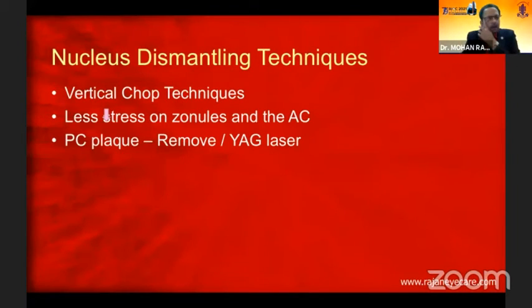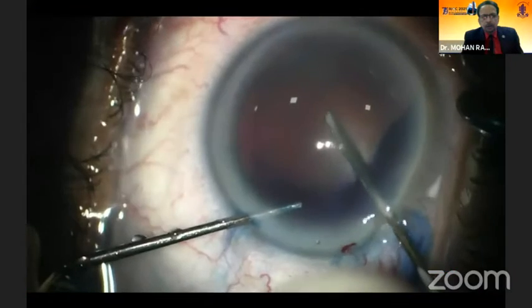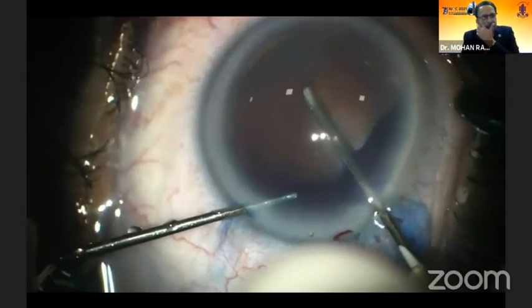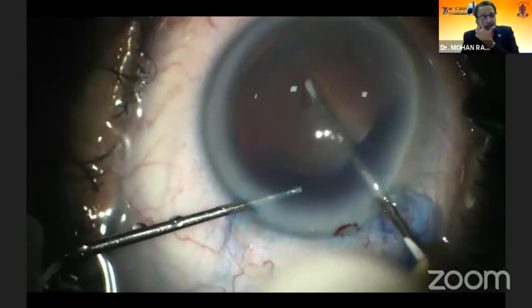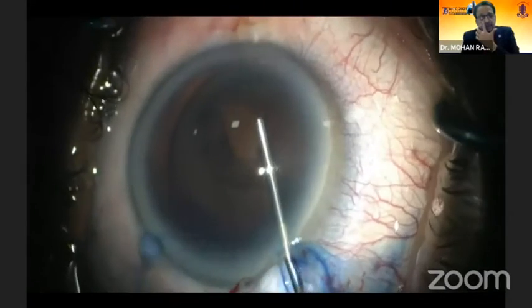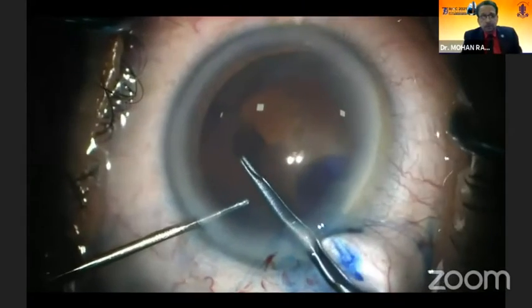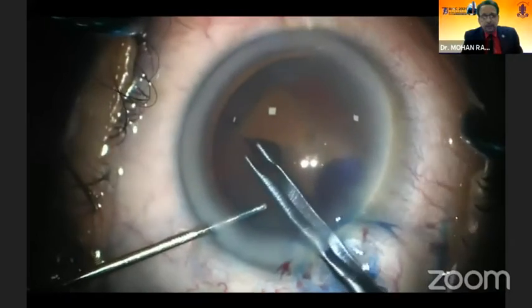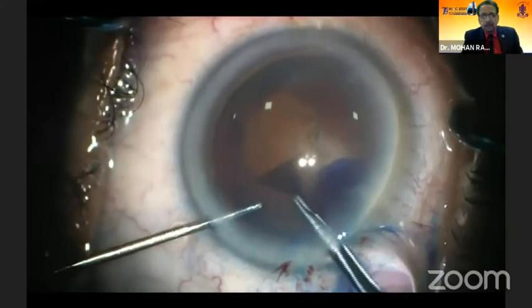And one of the common problems we see after vitrectomy is the lack of posterior support. Nucleus dismantling with vertical chop techniques puts less stress on the zonules and the anterior capsule, and always remove the PC plaque, because it's very difficult to do YAG laser in these patients. It's a very dense fibrotic capsule, especially post silicone oil. There can be a calcified posterior capsule plaque, which is very difficult unless you remove it.